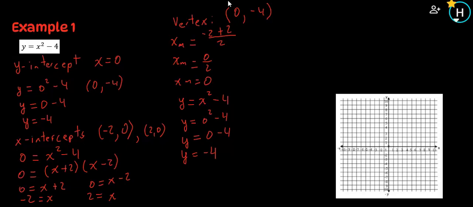Now we are going to represent the points on the Cartesian plane. First, the y-intercept (0, -4). The two x-intercepts (-2, 0) and (2, 0). The vertex in this equation is the same as the y-intercept. So we need to trace the line, join the points. And that is the representation of this equation.